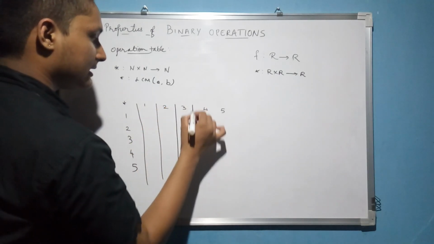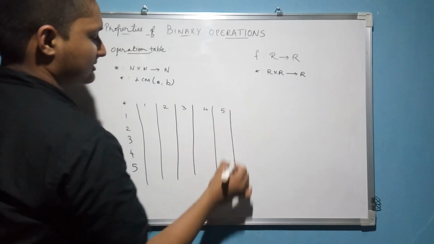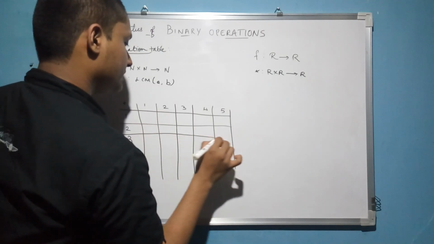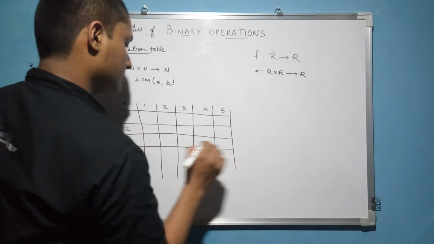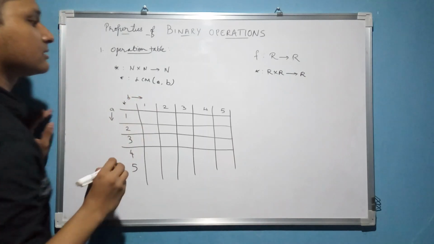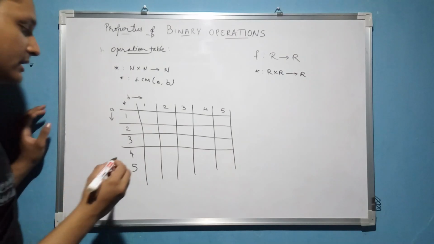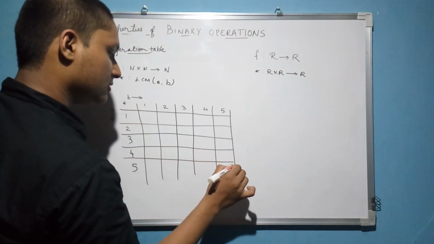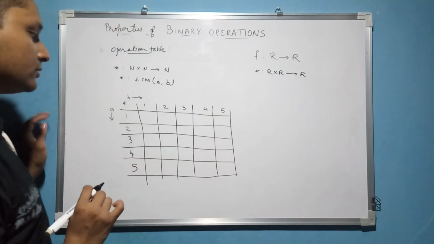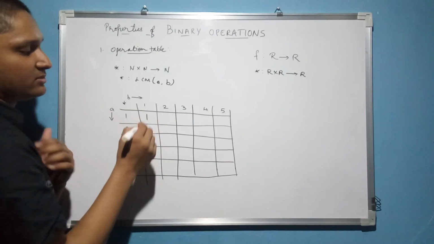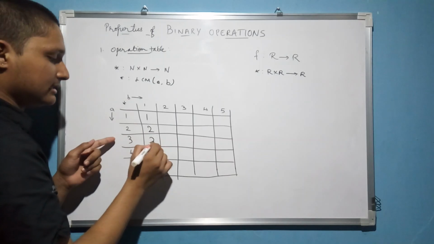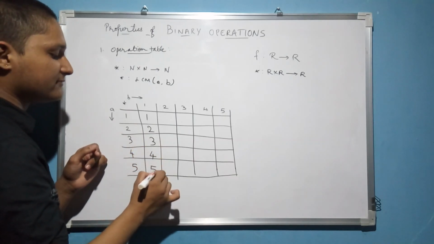Then draw the lines, because it's a table. After drawing the lines, you need to fill it up. Here this is A, and this is B. You need to find the LCM of A and B in each case and fill in those boxes. That is your task. So LCM of 1 and 1 comes to be 1. LCM of 2 and 1 is 2. 3 and 1 is 3. 4 and 1 is 4. 5 and 1 is 5.